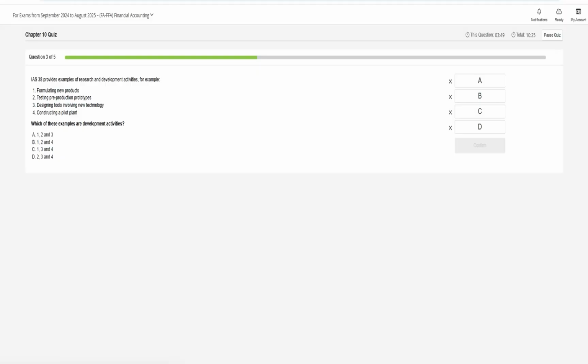So except one, the rest are development activities. So that means option D. And one more thing: for this kind of option, if we get to know one is incorrect, then A, B, C are already out because they contain the statement 1, example 1. So we can clearly come to our answer, that's D, right?